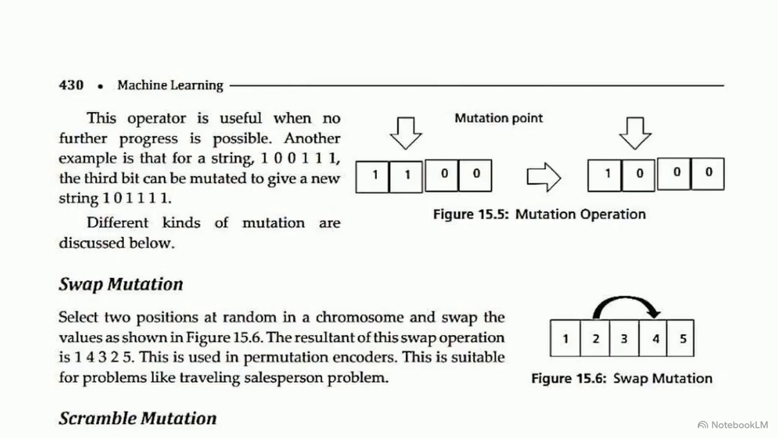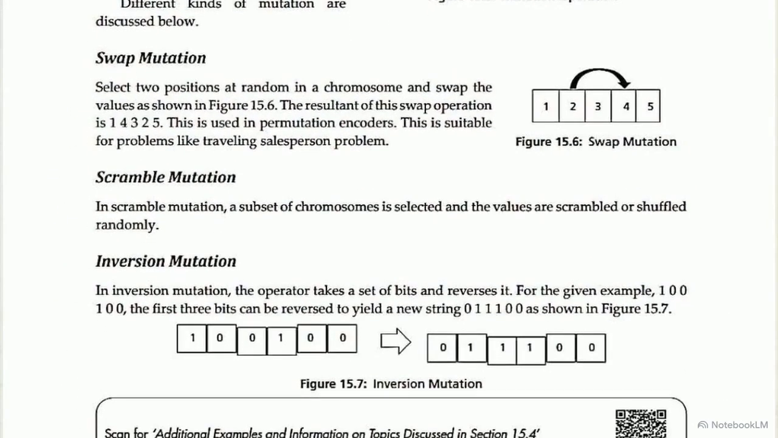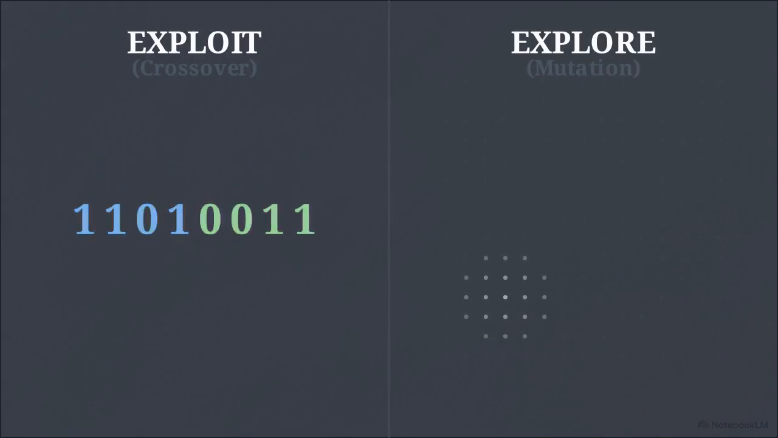Left alone, a population might become too similar and trap the algorithm in a local optimum. To prevent this, we introduce random mutations. Figures 15.5 through 15.7 show how this works. Bits can be inverted from 0 to 1, specific values can swap positions, or an entire sequence can be reversed. Crossover exploits the current best solutions by combining their strengths. Mutation explores entirely new, untested regions of the data space.